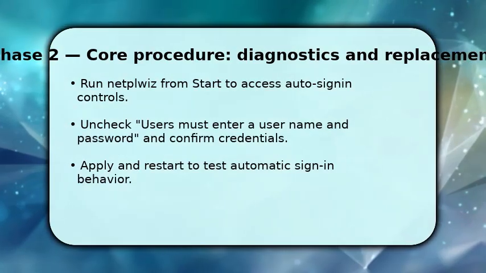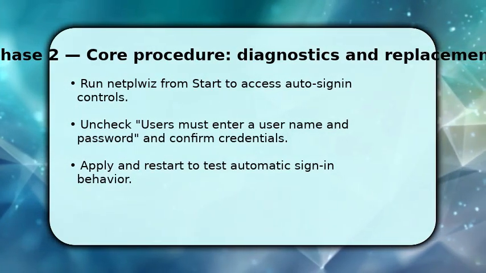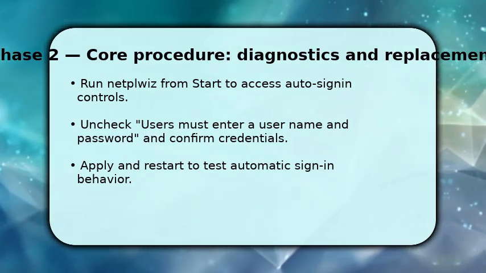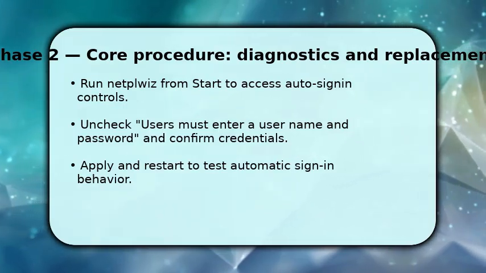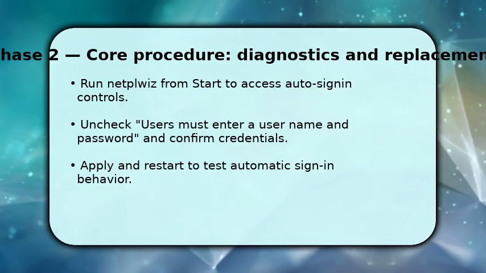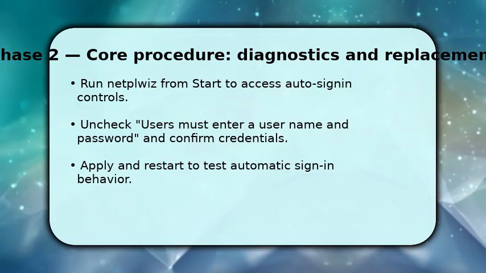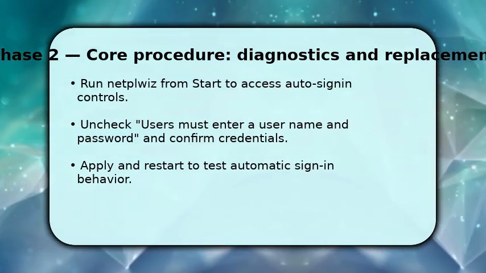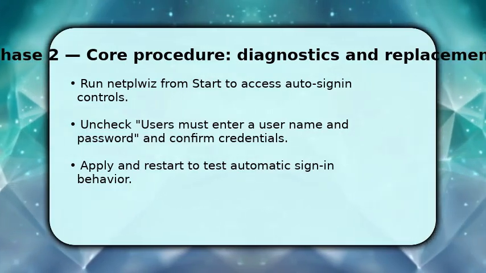Once you have a local account or simply want the Microsoft password removed from the lock screen, press Start, type NetBluzz, and run it. In the Users dialog, uncheck Users must enter a username and password, then click Apply. You'll be asked to enter the account credentials to confirm auto-sign-in. Use the account that normally signs in. This sets Windows to bypass the password prompt at sign-in and lock screen. Make sure to apply changes, then restart to verify it works.